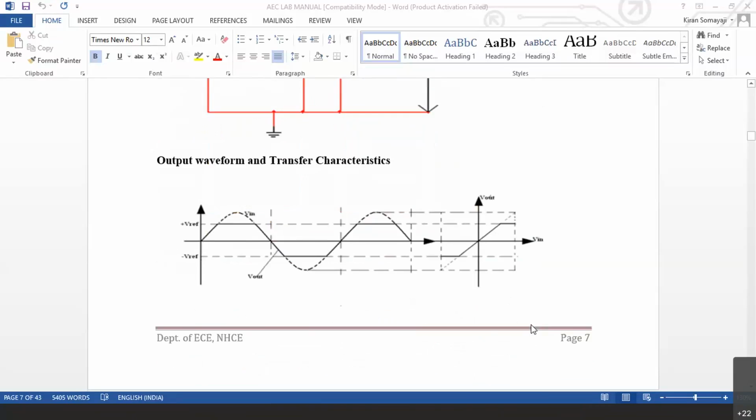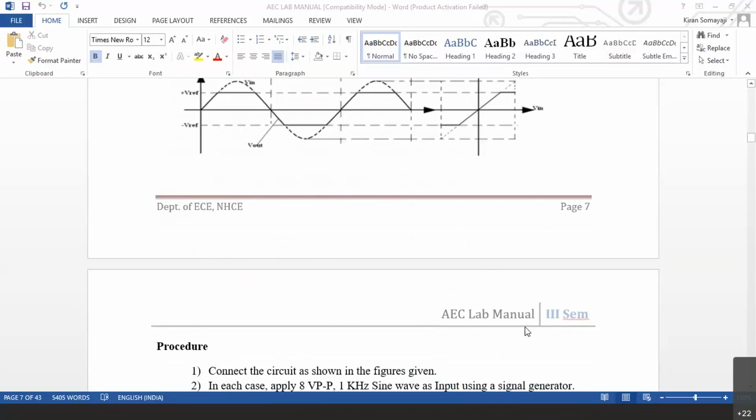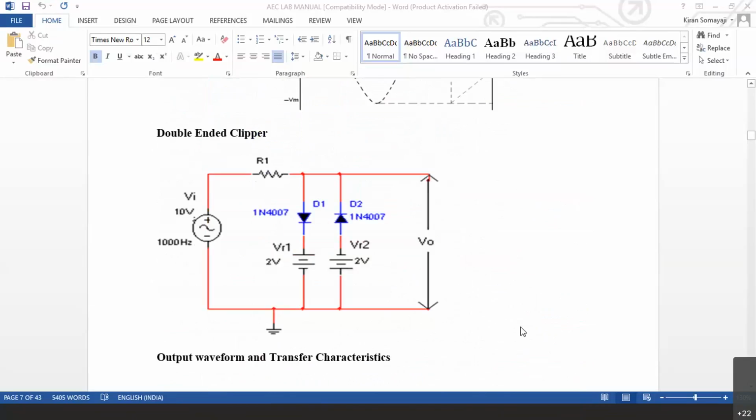Okay. Any questions here? If you have any questions in this particular circuit, you can ask me. No questions. Fine. Now we have discussed clipper circuits completely. Yeah, any questions? Rohit, ask me.